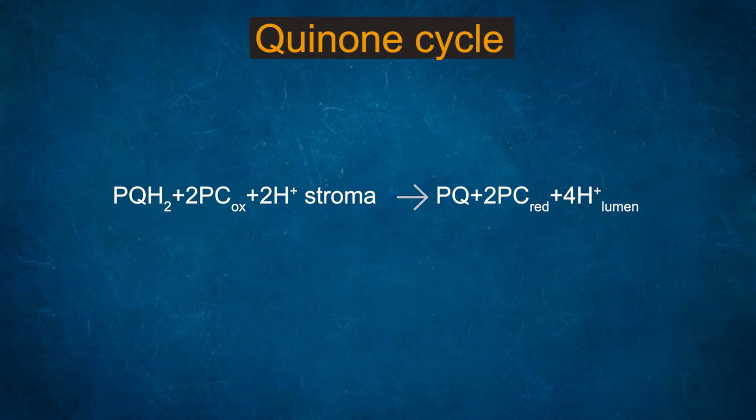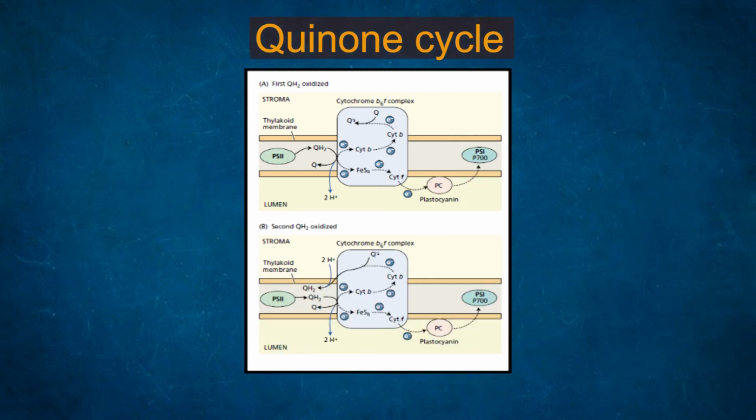So, if you look into the reactions, what is the reaction of the quinone cycle? That is, 1 molecule of PQH2 plus 2 oxidized plastocyanin plus 2 H plus from the stroma produces 1 molecule of oxidized PQ plus 2 reduced PC plus 4 H plus into the lumen. Now, let us move towards the cycle. The cytochrome b6f complex has 2 turnovers of the quinone cycle.